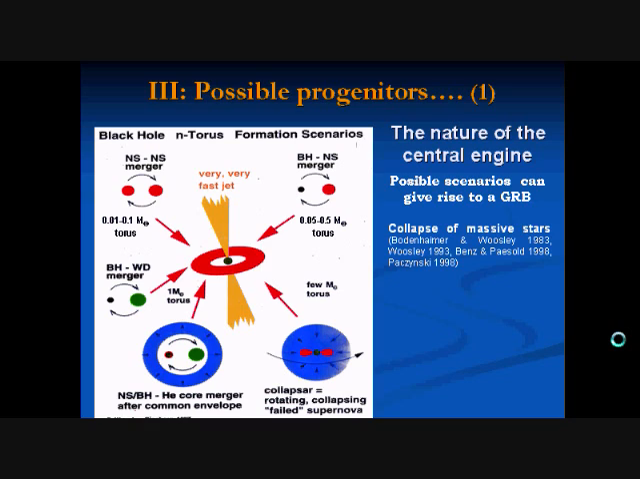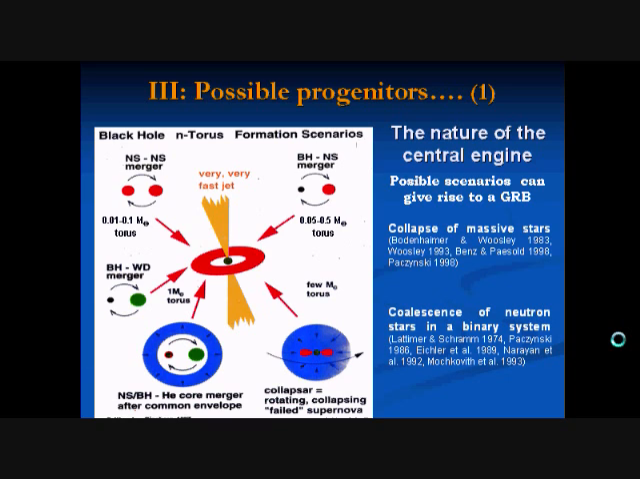That's the system which has been suggested as a possible progenitor for these GRBs, whereas collapse of massive stars are more towards long duration GRBs, whereas collisions of binary neutron stars are favoring more the possible progenitors for the short duration GRBs.